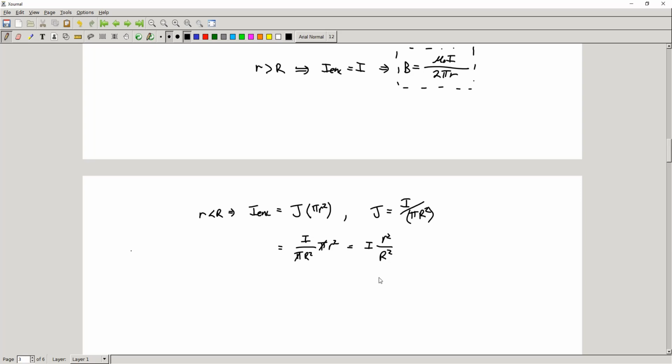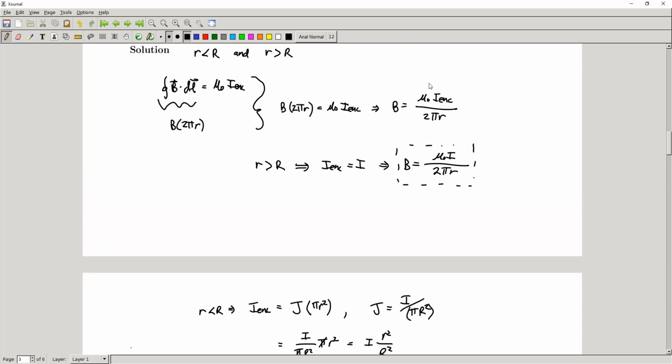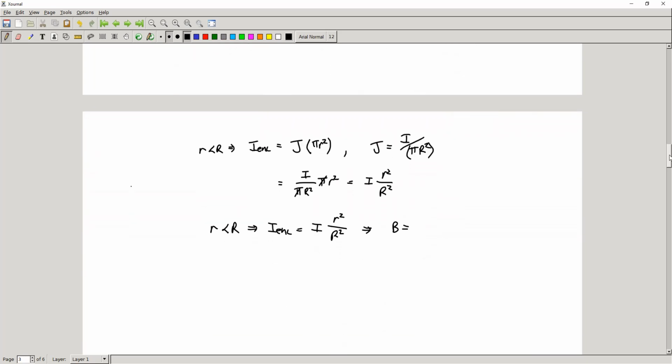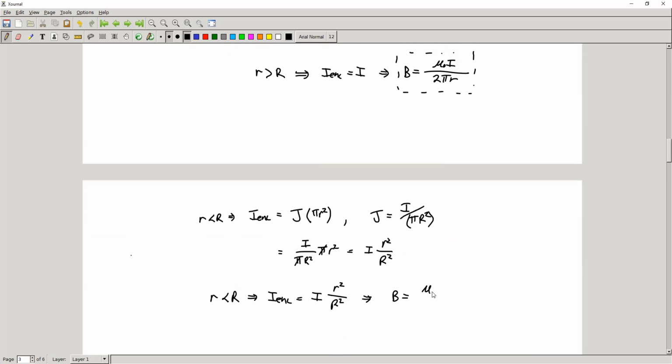And so now we have our expression for I enclosed. We can sub this back into our expression up here, and for r less than R, we have an I enclosed that I just wrote down, I r squared over R squared. This means that our B in this case is going to be equal to, well, we just substitute this value into the expression that we have above. So we're going to end up with a mu, and maybe I'll just write it like this.